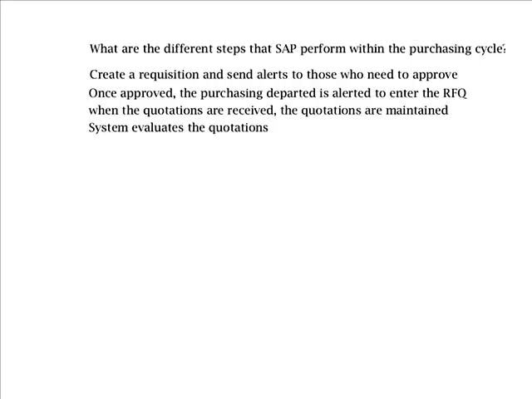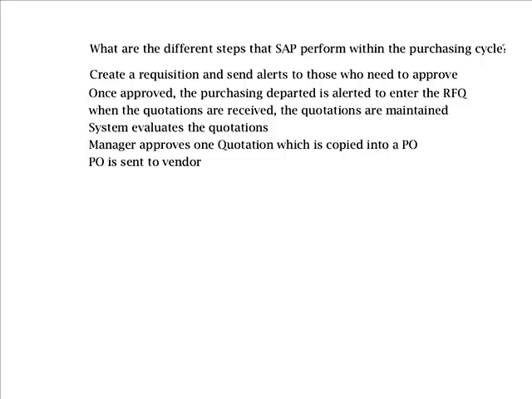So the manager approves one quotation. What do we do with that quotation? You create a copy of that, which is copied into a purchase order. Okay, now the PO gets sent automatically again by the system to the vendor on the quotation. Okay, now what's next?